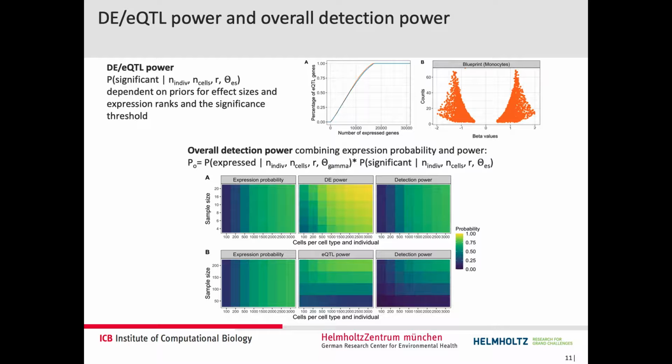If we combine both to the overall detection power, we can build a product of both because they are both conditionally dependent given the mean and dispersion parameter. Here you see example calculations for one DE and one eQTL study, again split into the 3 parts. The expression probability depends mostly on the number of cells on the x-axis. So the more cells, the more genes we detect, as shown already in the beginning, while the power itself then also is strongly influenced by the sample size, especially here in this eQTL case. And then we have the overall detection power as a combination of both.